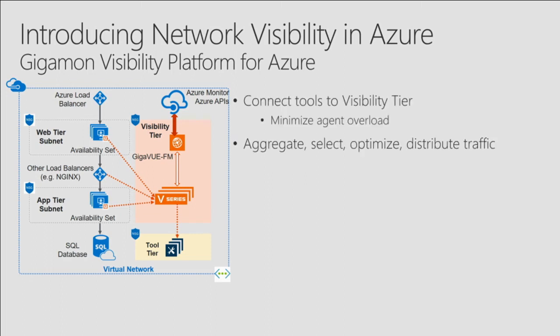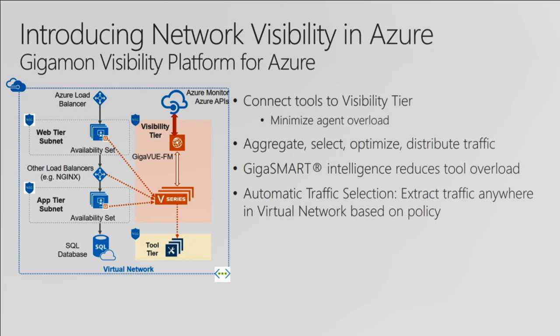You aggregate, optimize, and distribute the traffic to the tools you need. The intelligence to reduce the overload. For example, let's take a security tool and an application monitoring tool. A security tool might need everything. They might need the fire hose because they can't trust just part of the packet. They want the whole thing. Whereas an application or a network performance monitoring tool may just need 1 in 10 packets. So we can make sure that we give the right set of packets to the right tool. Right? Again, automatic traffic selection.